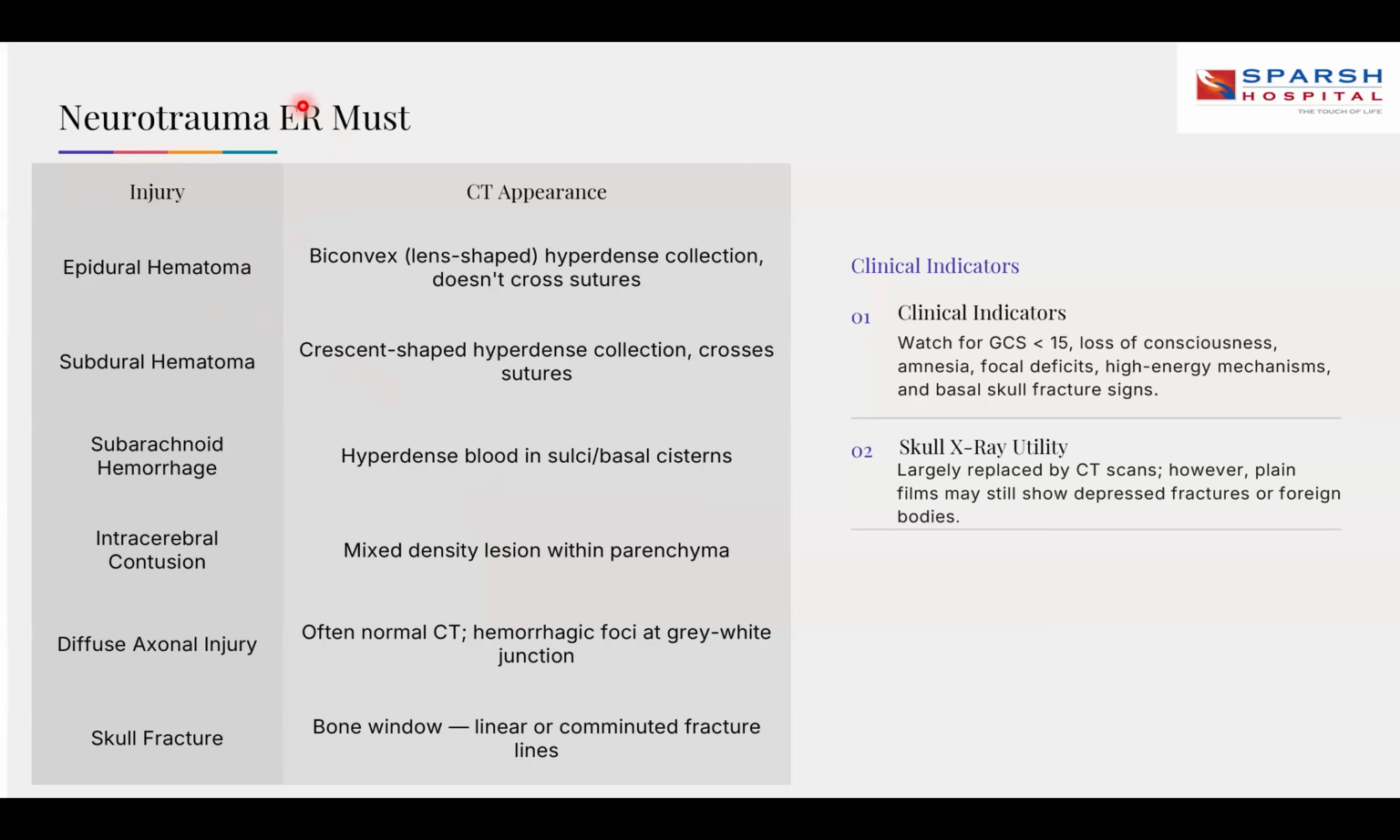So in neurotrauma, things that you should know as an ER physician is how to identify epidural hematoma, subdural hematoma, subarachnoid hemorrhage, intracerebral contusions, diffuse axonal injuries, and skull fractures.